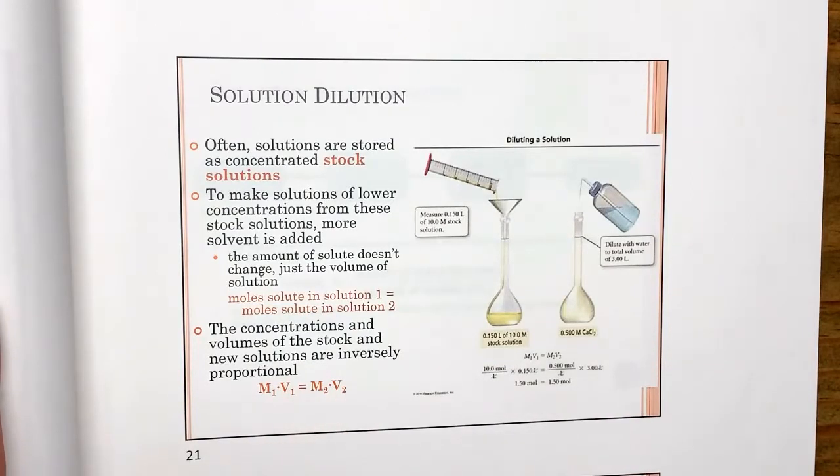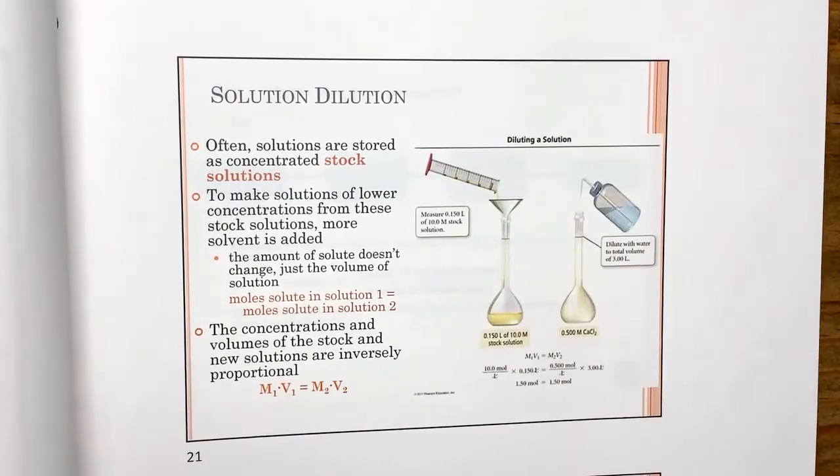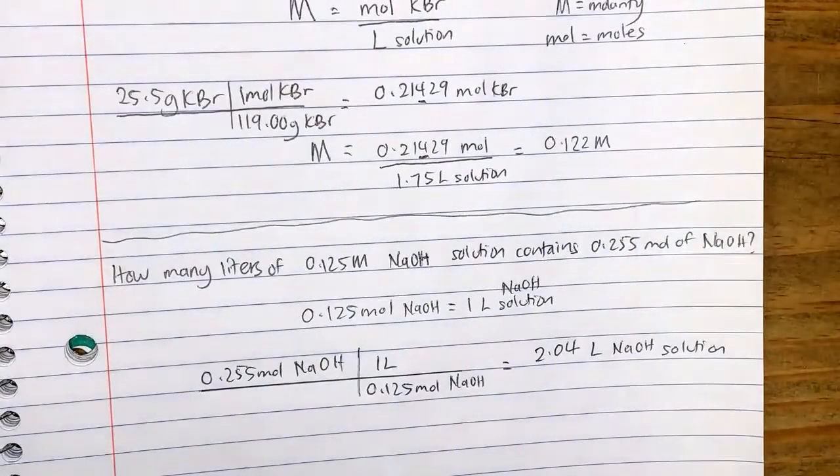So when you read a question for solution dilution, remember there's only 1 chemical involved and adding water to it. There's no equation involved, changing chemicals. That one you cannot use M1V1 equals M2V2. Okay, so let's go ahead and try a problem. Let's see, we have some dilution problem to work on.